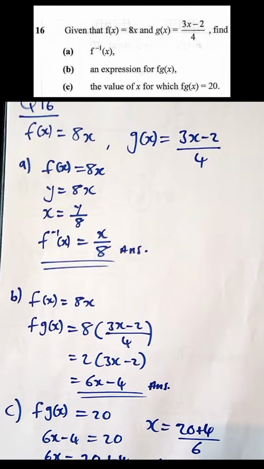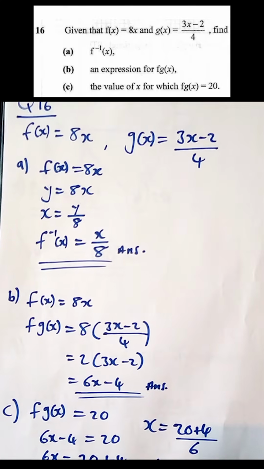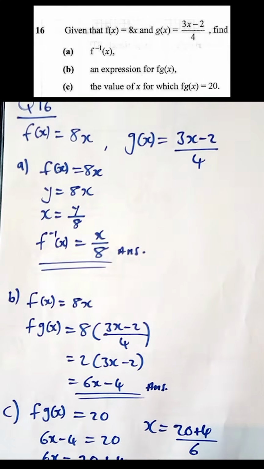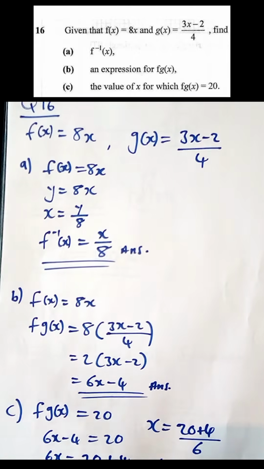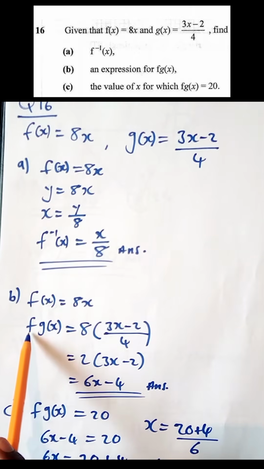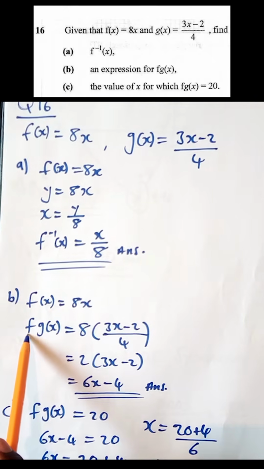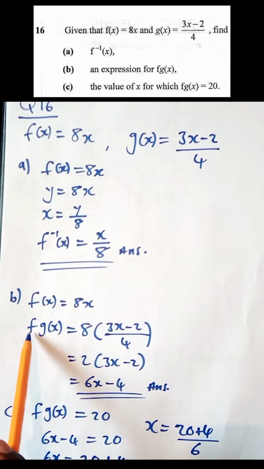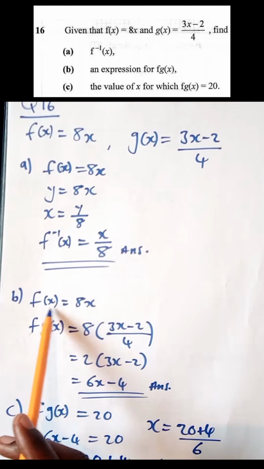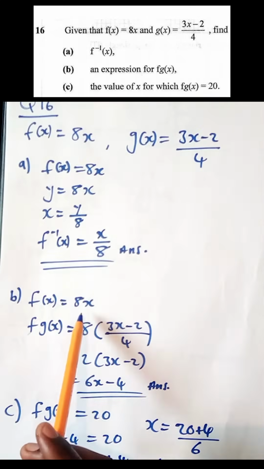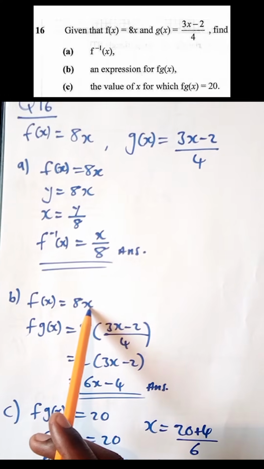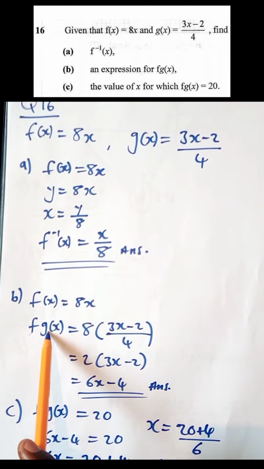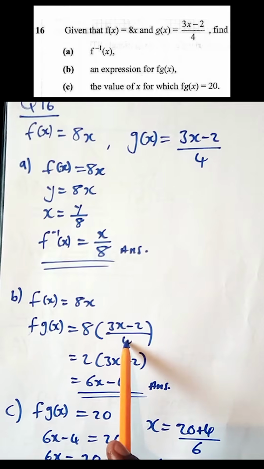Number B, an expression for f(g(x)). So you combine these two functions together. When combining these two functions, first of all, write the function which is given first. The function which is given first is f, which is 8x. After writing 8x, where there is x, replace it with the second function, which is (3x minus 2) over 4.